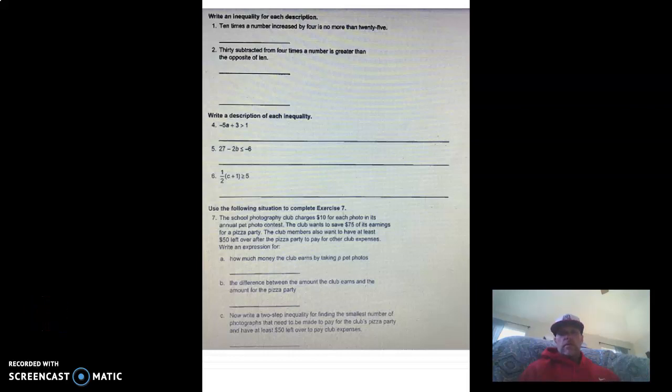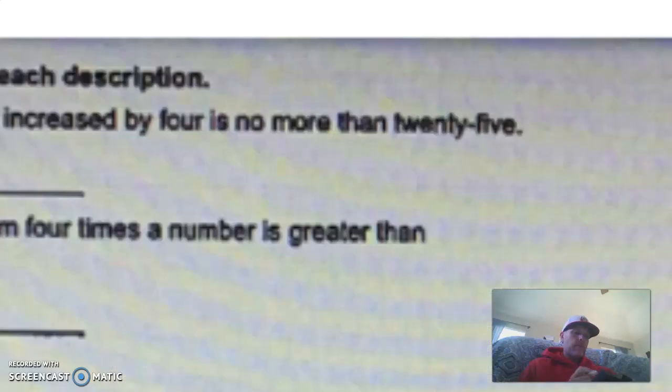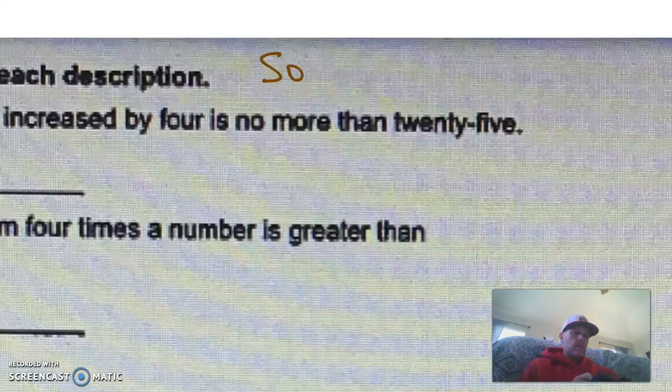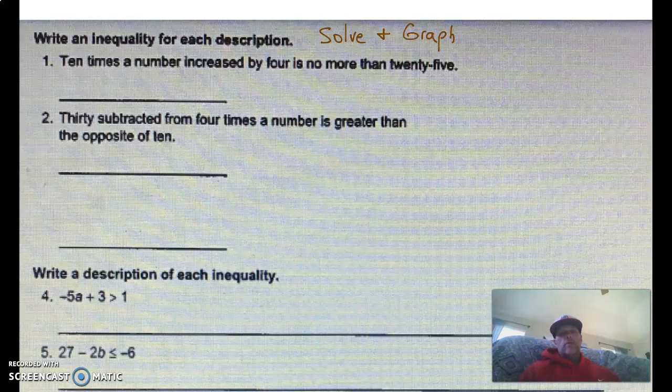All right, here's your assignment for writing inequalities. We're going to do the whole page. I'm going to change some of the directions, but on the top it says write an inequality for each description. I want you to add solve and graph. So we're going to write them, we're going to solve them, and we're going to graph them. Okay.